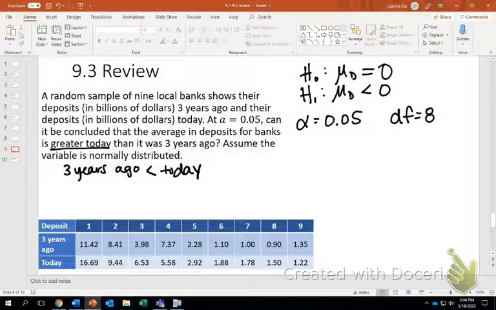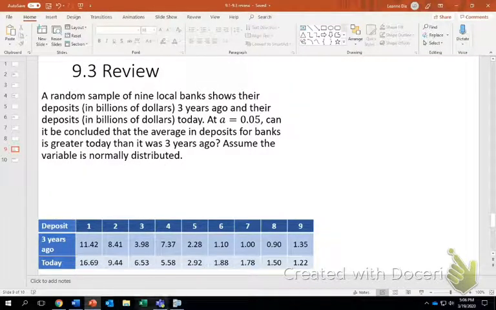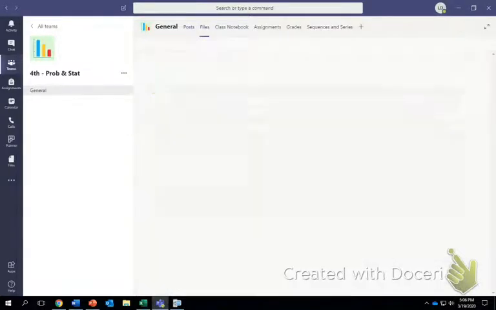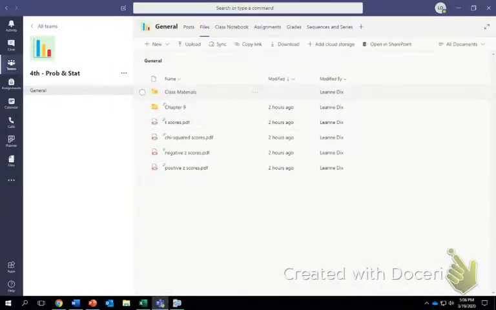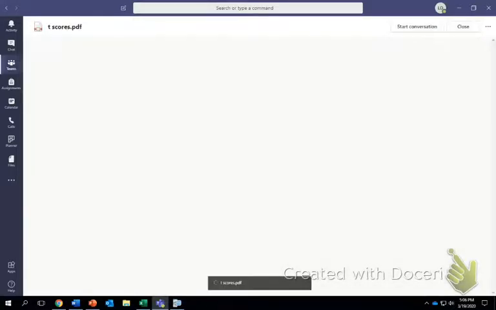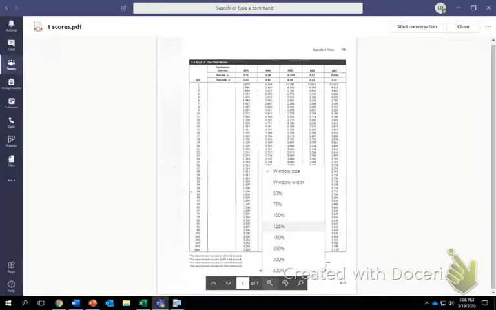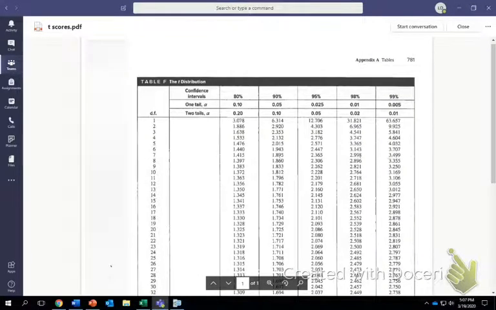So I can go to my Teams, not Excel, Teams, and I can go to Files, and I can go to my T-score. So T-score is right here, and I'll make it a little bit bigger just to make my life easier. I'll make it 125. Our degrees of freedom we said was 8, I think. Yep, it's going to be 8. So let me put my cursor right here so you can see it.